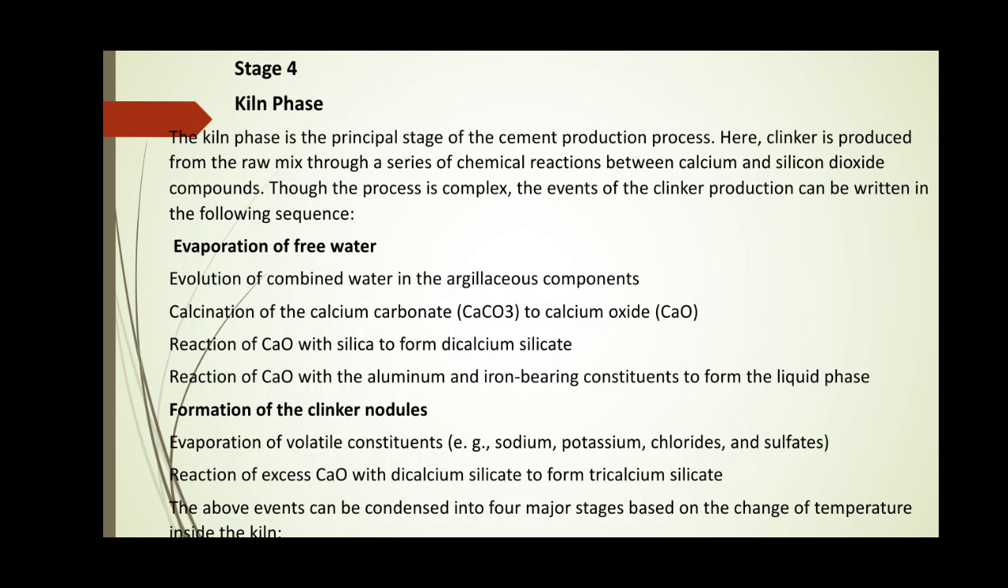Phase 4. In this stage, the kiln phase is operative. The kiln phase is the principal stage of the cement production process. Here, clinkers are produced from the raw mix through a series of chemical reactions between calcium and silicon dioxide compounds. Though the process is complex, the event of clinker production can be written in the following sequence.